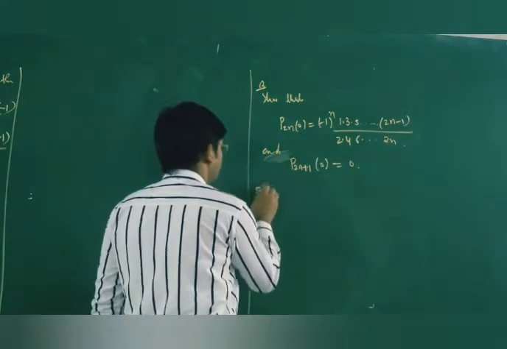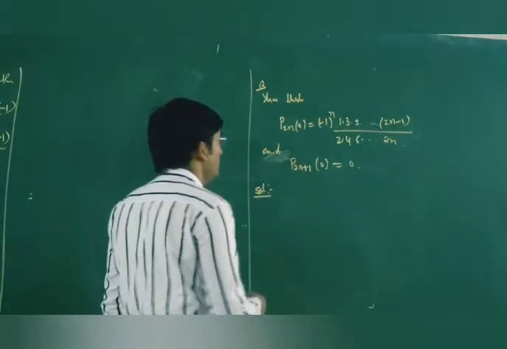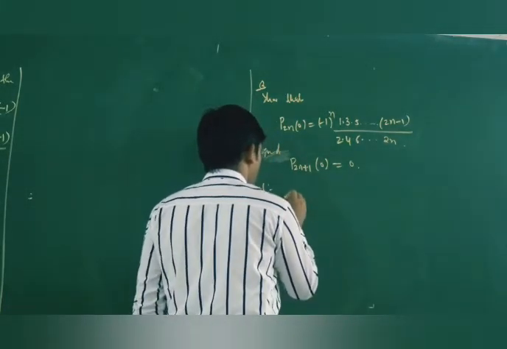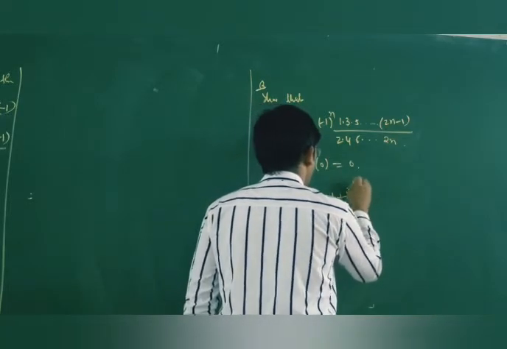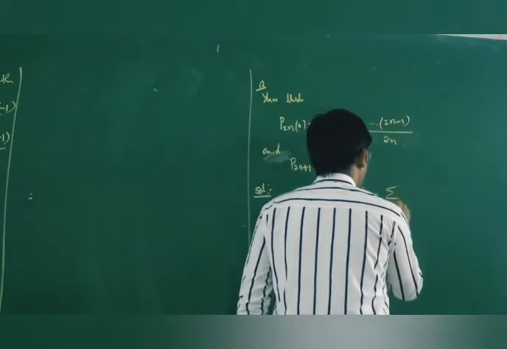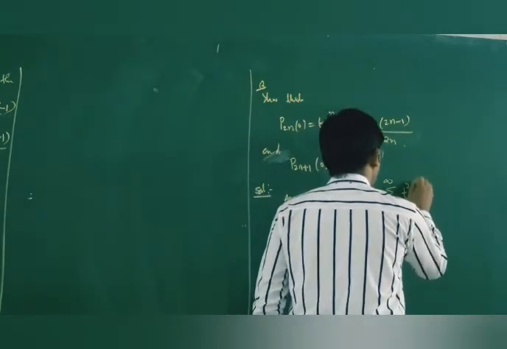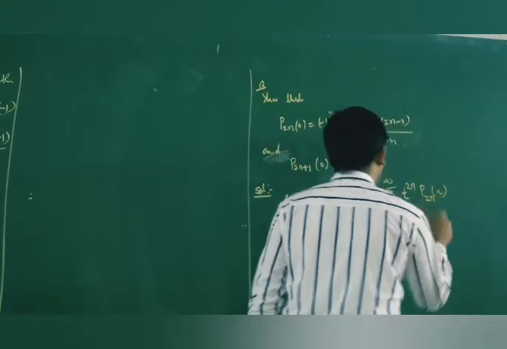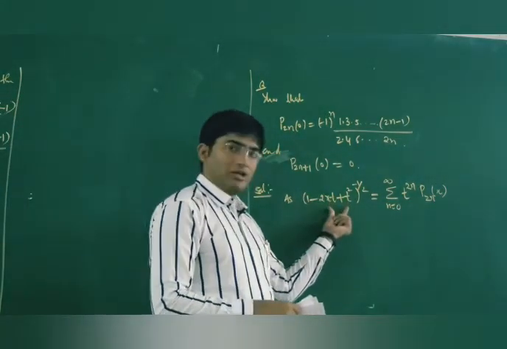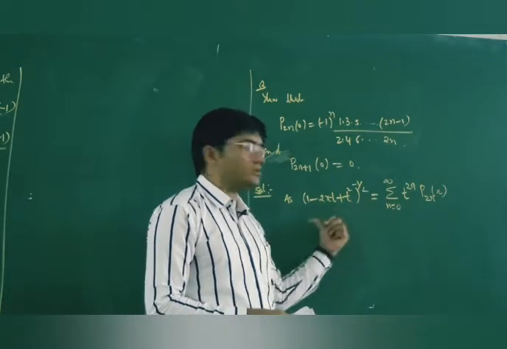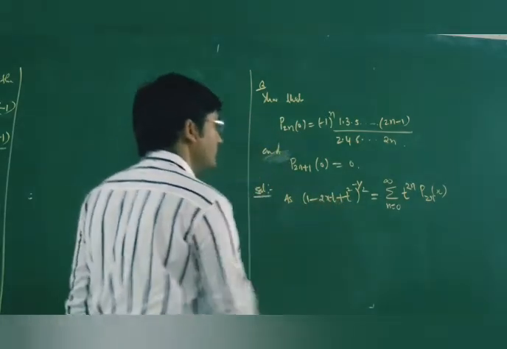So solution: let us use the generating function of the Legendre polynomial. So (1 minus 2xt plus t square) to the power minus half is equal to the sum n equal to 0 to infinity of t^n Pn(x). So let us take the even term, so we have t power 2n into P2n of x. Now what I will do is equate the coefficient of t power 2n on both sides. So for that, let us find out the coefficient of t power 2n in the left hand side.